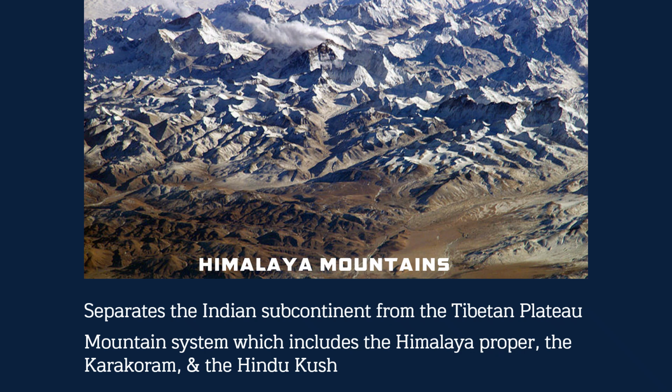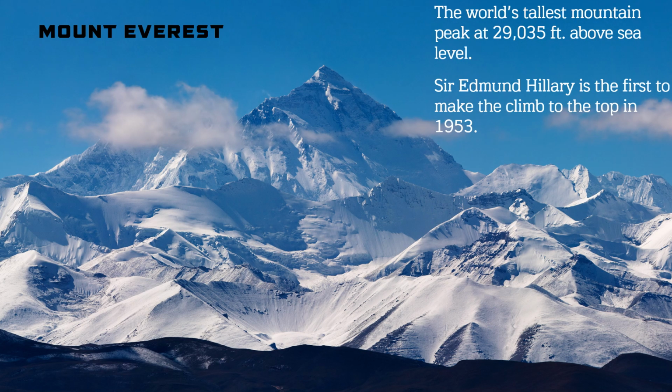Now, the Indian subcontinent is separated through the Himalayan mountains from the Tibetan Plateau to the north in China, and the Himalayan mountain range includes several different regions with the Himalaya proper, the Karakoram, and the Hindu Kush. It is home to the world's tallest mountain, Mount Everest, standing almost 30,000 feet above sea level, and Sir Edmund Hillary was the first man to ever make the ascent to the summit in 1953, so a relatively modern feat.